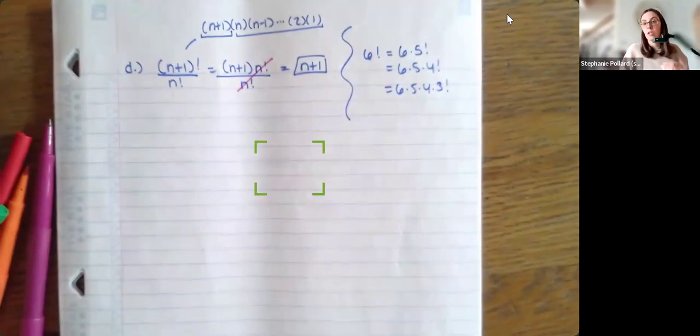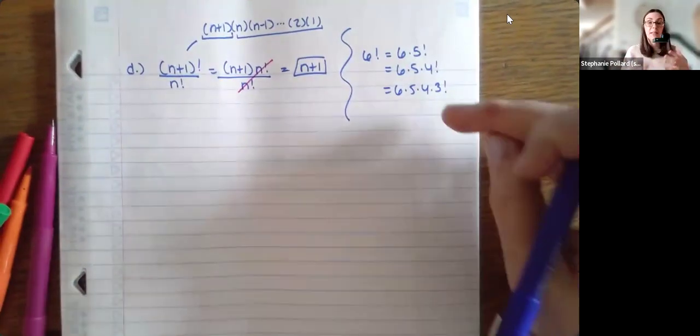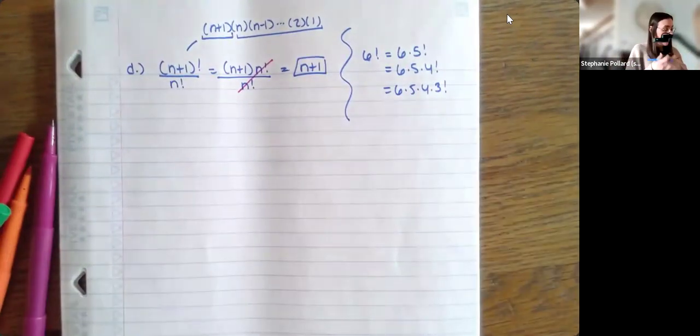So again, this is a really common idea. If I have 6 factorial, I can write this as 6 times 5 factorial, or I could keep going, 6 times 5 and then leave it as 4 factorial, or 6 times 5 times 4 times 3 factorial, etc. I could keep pulling a term off each time until I get to a factorial that's helpful for me. And helpful usually means something that we can cancel with.